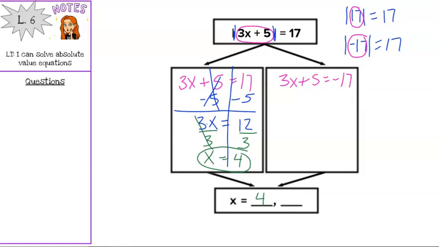I want you to solve this second equation. Solve it just the same way we solved the first one, and then put your solution in the blank. You can check your work in Edpuzzle.